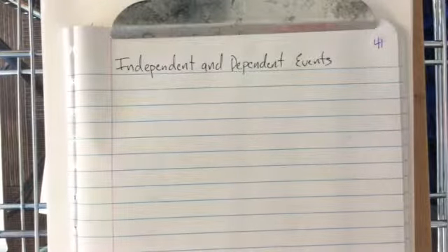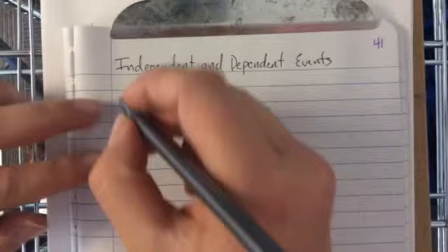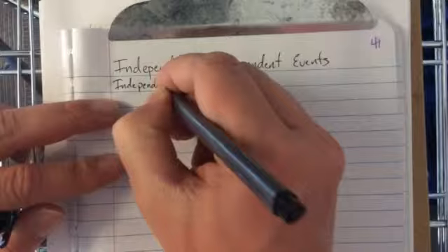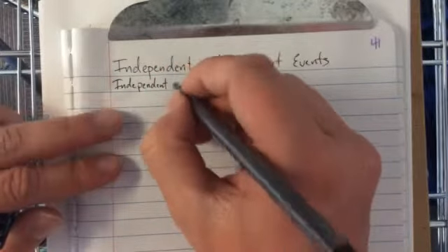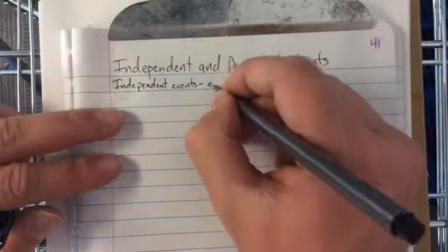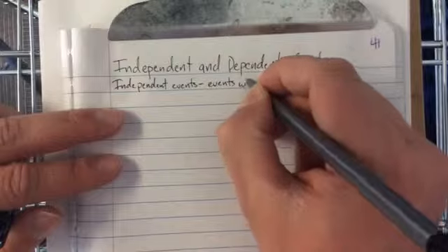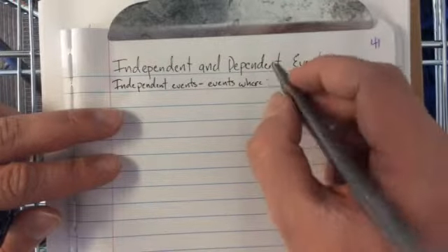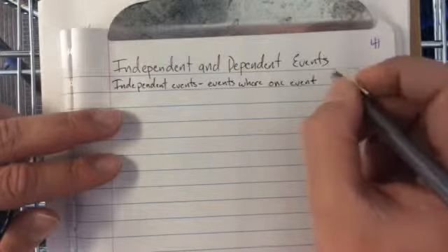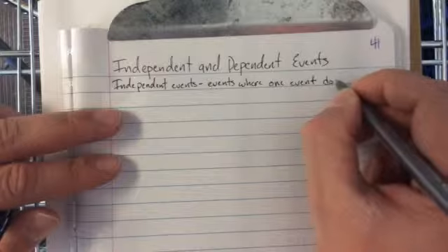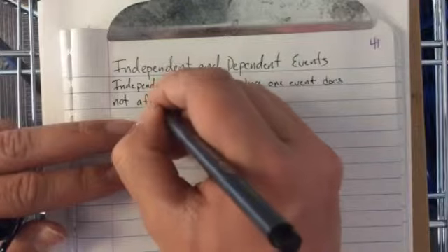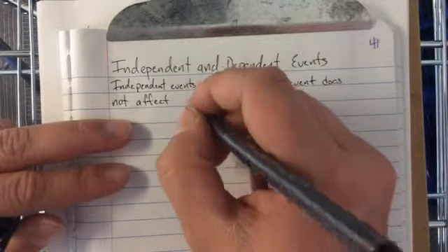So an independent event, we're going to go ahead and write down a definition. Independent events. And these are events where one event does not affect the probability of the other.